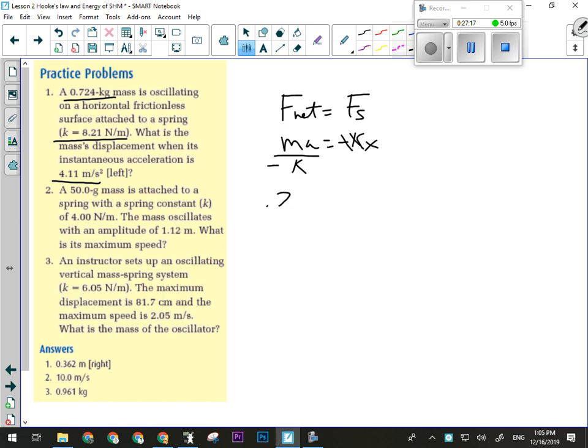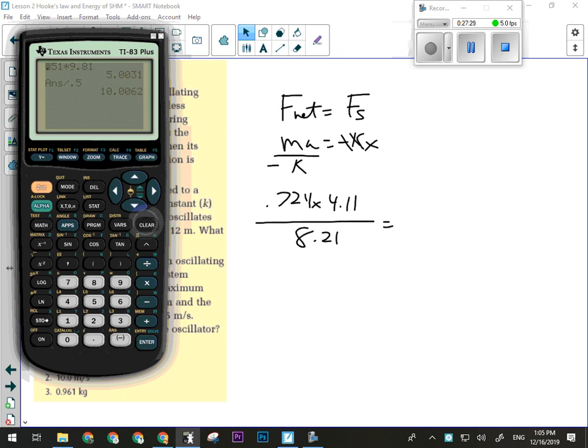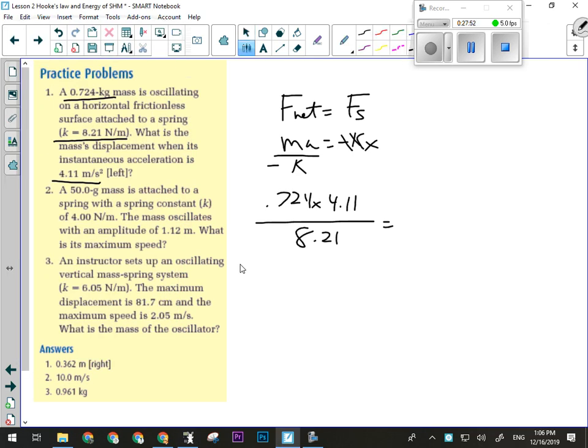So I'm going to have 0.724 times my acceleration, which was 4.11, divided by the spring constant, which was 8.21. So 0.724 times 4.11, divided by 8.21. All right, so the displacement is going to be 0.362 meters to the right. The acceleration is left, then the displacement is to the right.